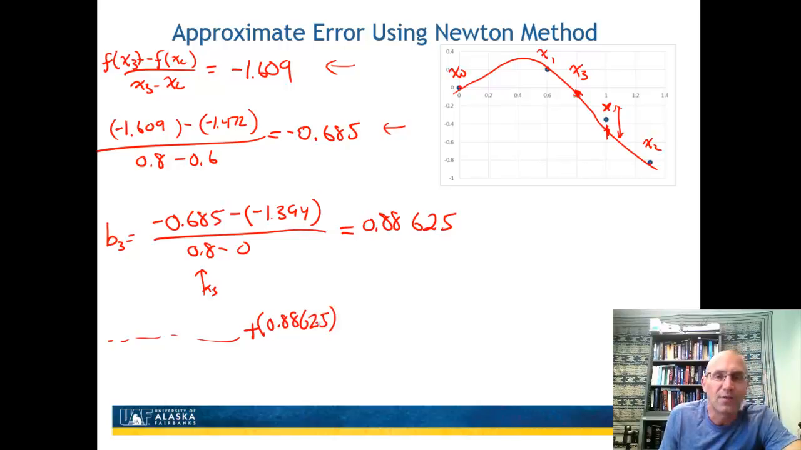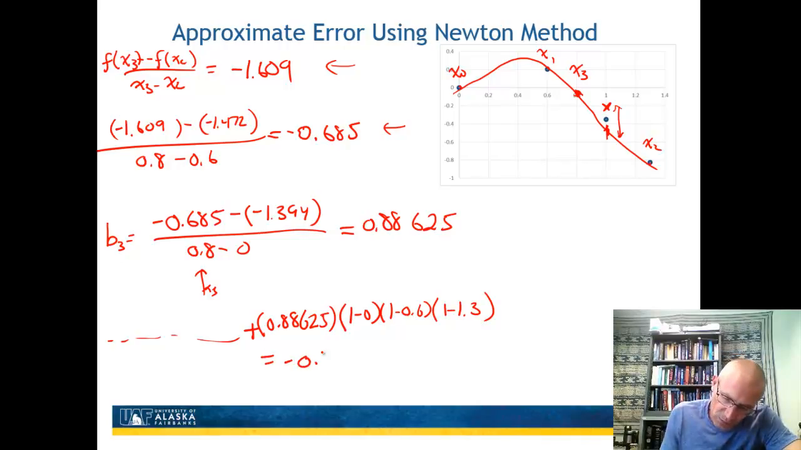So I'm going to add 0.88625. And now I've got x minus x0, x minus x1, x minus x2. Right? So we've got 1 minus 0, 1 minus 0.6, and then 1 minus 1.3. And so we're going to go ahead and find out what this value is, and this is minus 0.1, which is about what my error was. We were off by about minus 0.1. So this is a way to go ahead and approximate the error that you have.